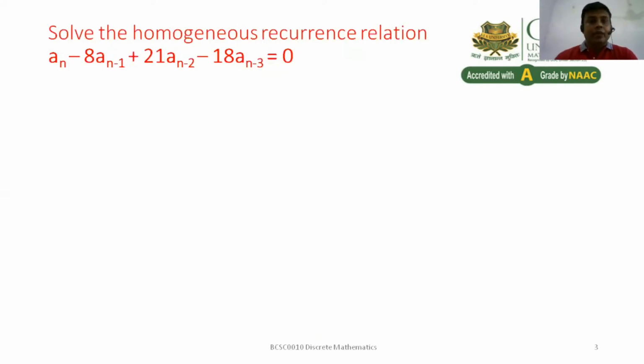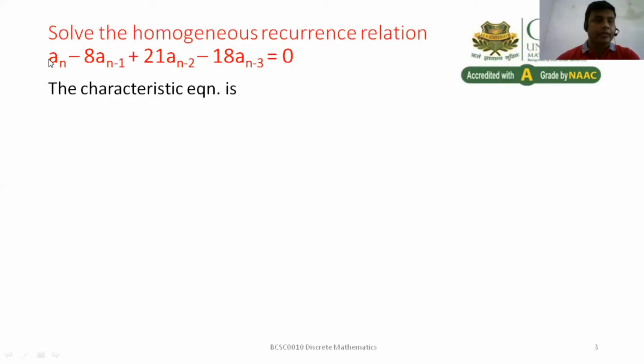Next we are going to talk about this particular problem. Suppose we have to solve a_n minus 8a_{n-1} plus 21a_{n-2} minus 18a_{n-3} equals 0. Again, this is a linear recurrence relation of order 3, and the degree of this recurrence relation is also 1, and this is a homogeneous recurrence relation because there is no term except the multiples of a_i. Now, in order to solve this recurrence relation, again we have to write its characteristic equation.